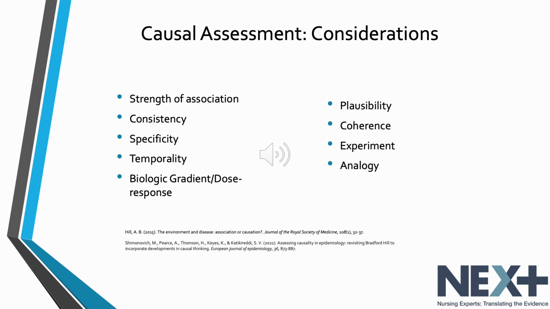Analogy. Associations are found between the same exposure and comparable outcomes, or associations between comparable exposures and the same outcome. For example, a certain type of medication increases the risk of HIV transmission, so we would be more likely to believe that a related medication might also increase the risk of transmission.